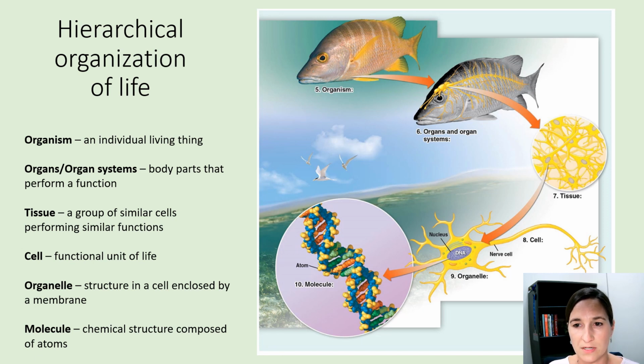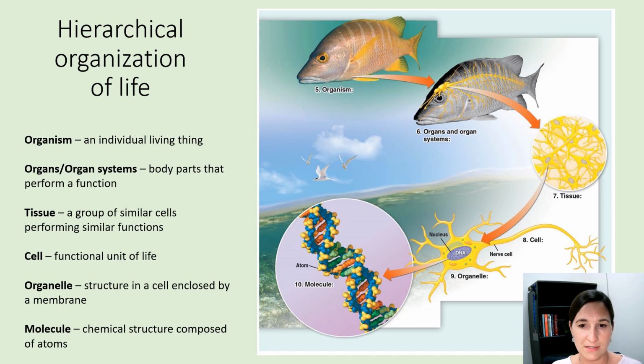And then here we can see tissues. So organs are made up of tissues. These are groups of similar cells performing similar functions. So we've got some neurons here that are sending information. And then we can break this down even further into cells. The cell is the functional unit of life. So we're going to spend a lot of time talking about the cell and what makes up a cell.